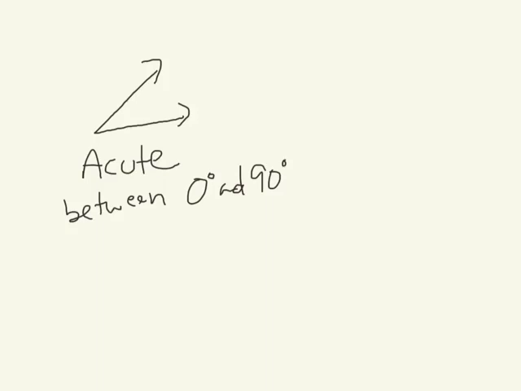Next we have a right angle, which is exactly 90 degrees. And this little box here is telling us that that is a right angle.